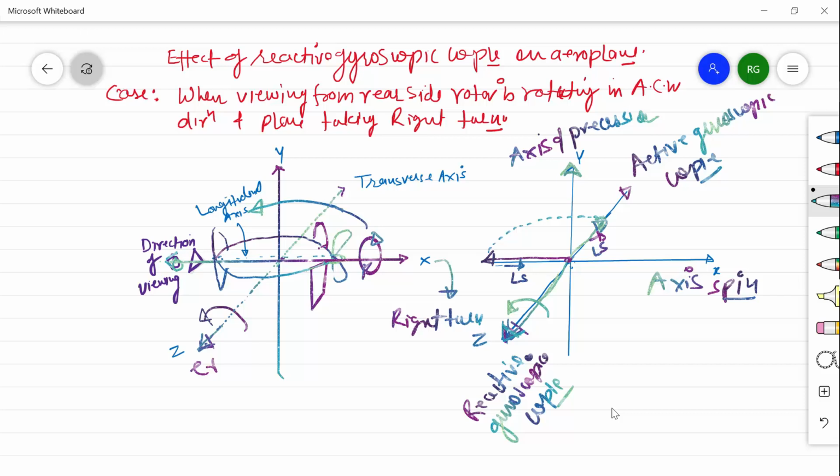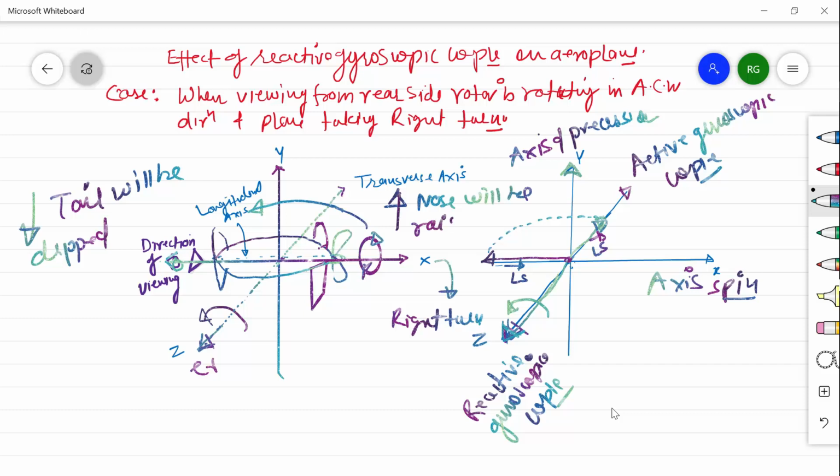So we can interpret that the tail of the plane will be dipped. The effect is that the tail will be dipped and the nose of the plane will be raised, or you can say the front end of the plane will be raised and the rear end of the plane will be dipped. So in this situation the effect would be this.